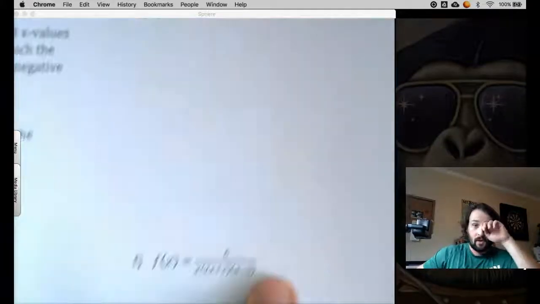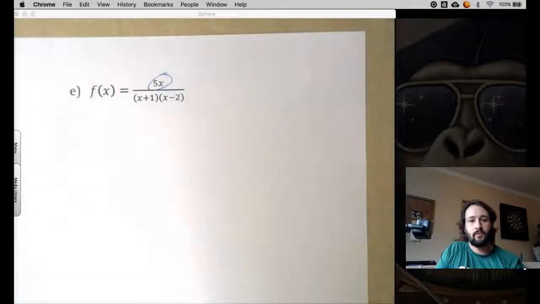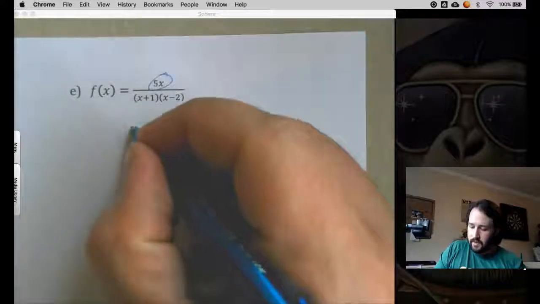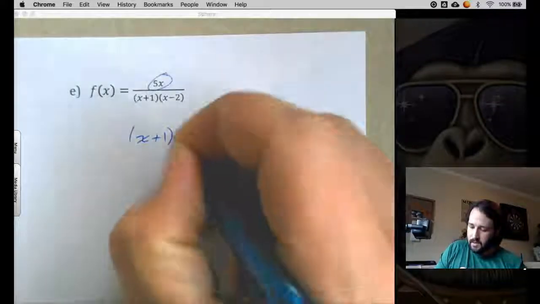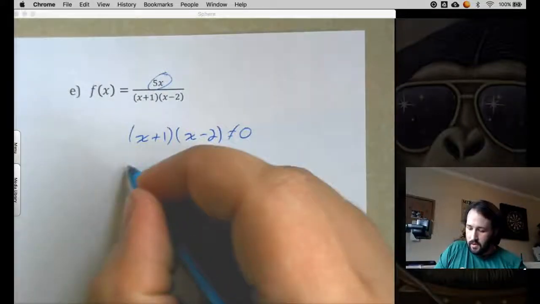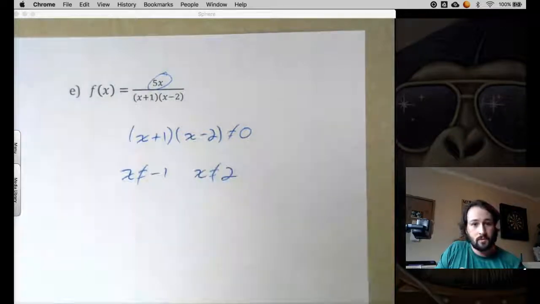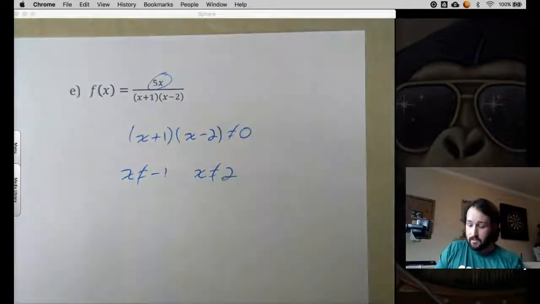All right, with part E, don't get tricked by this up here. It's not really important for finding our vertical asymptotes. For our vertical asymptotes, we only care about the denominator. So x plus 1 times x minus 2 cannot be equal to 0. So x cannot be equal to negative 1. x cannot be equal to 2. That's it. That's our vertical asymptotes.